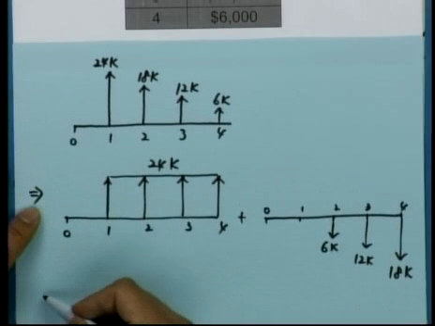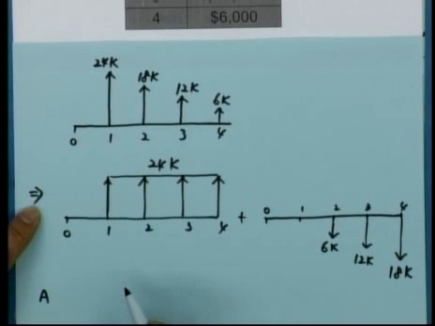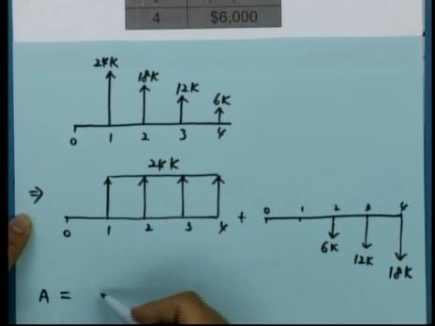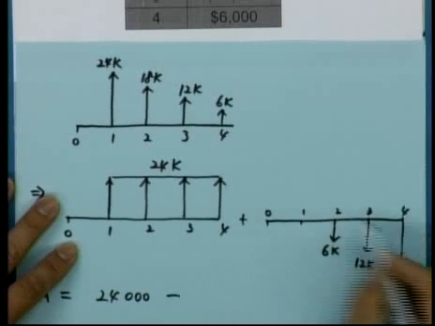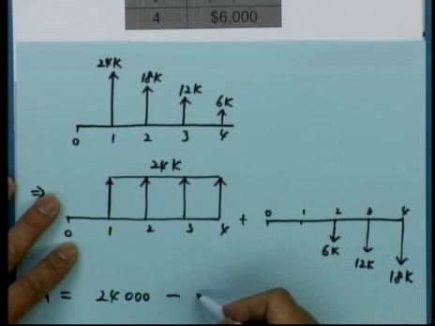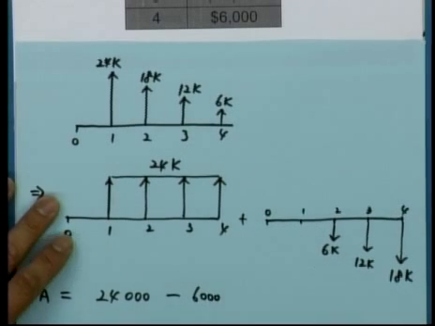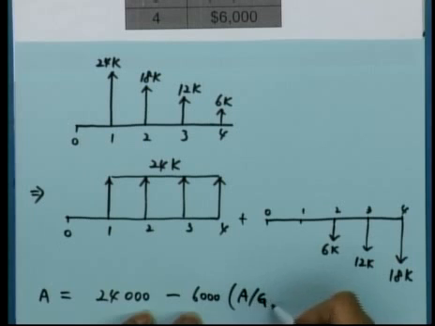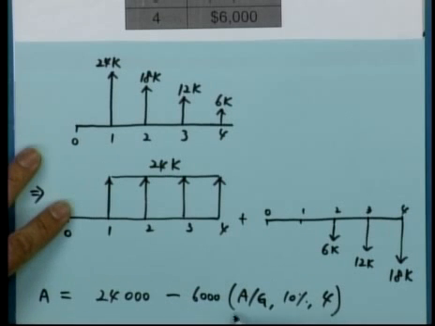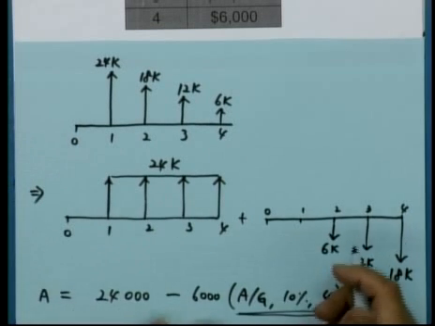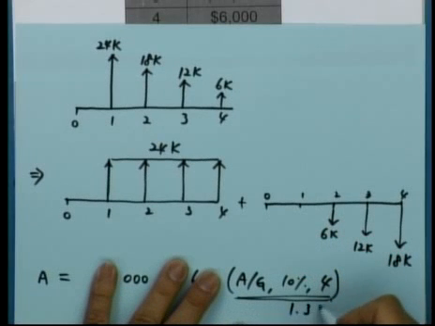So how do you get the equivalent uniform value? A would be 24,000, right? 24,000 minus, because these are the negative cash flow, right? Minus 6,000 times A given G, right? 10% over how many periods? 3? No, it's 4, right? So how much is that? From the table value, it's going to be 1.381.